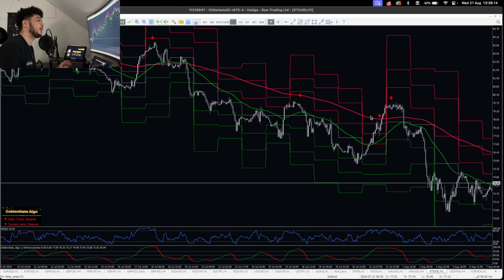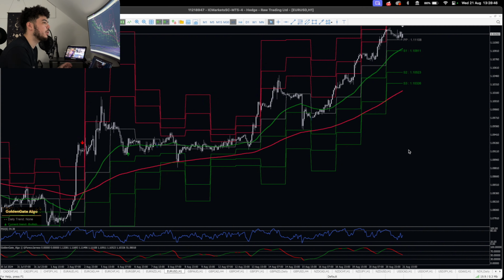Now it works really well on oil. It's one of my favorite markets to trade this with because it's a very trending market. The price action is very easy to do. And oil is relatively easy to understand in terms of fundamentals. But this can work on any market.